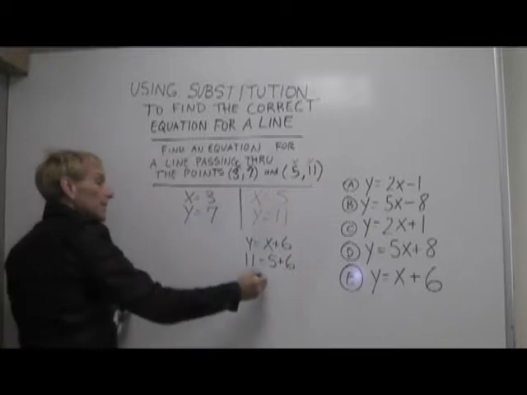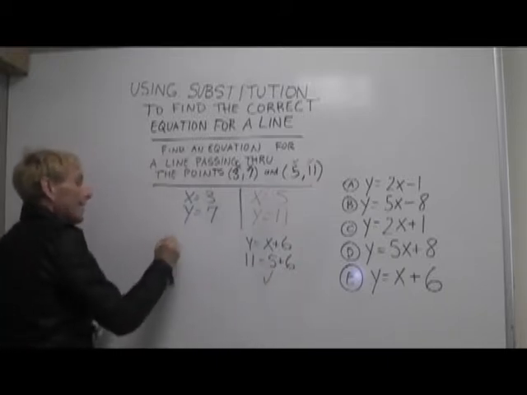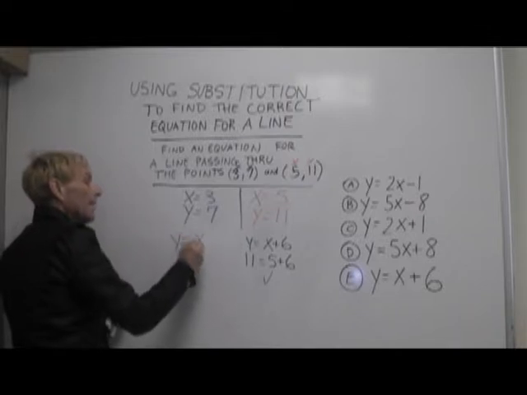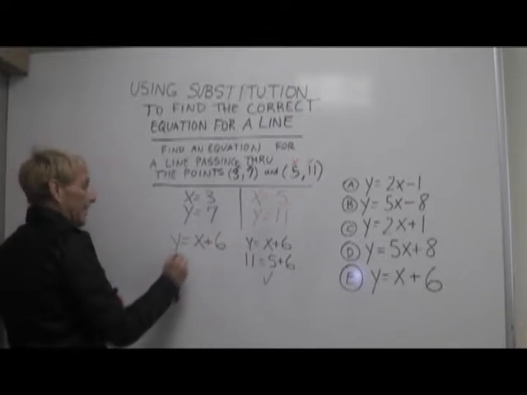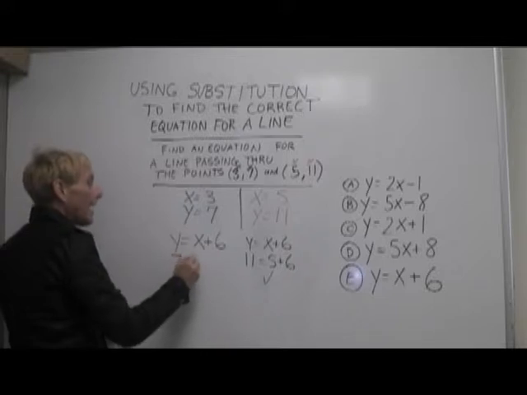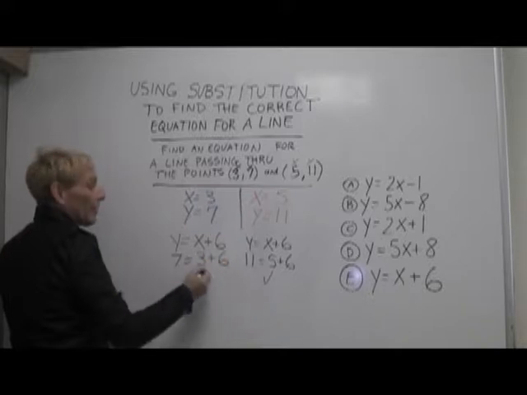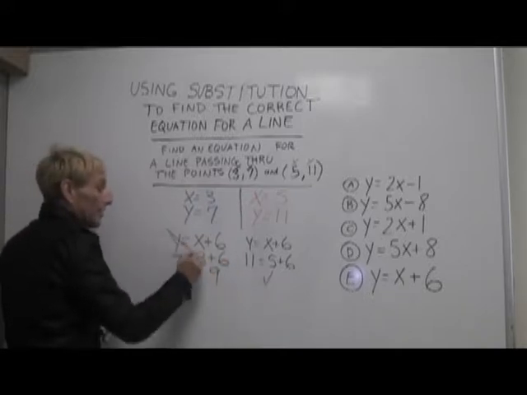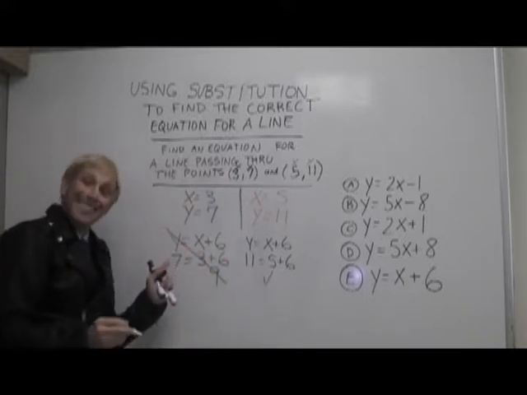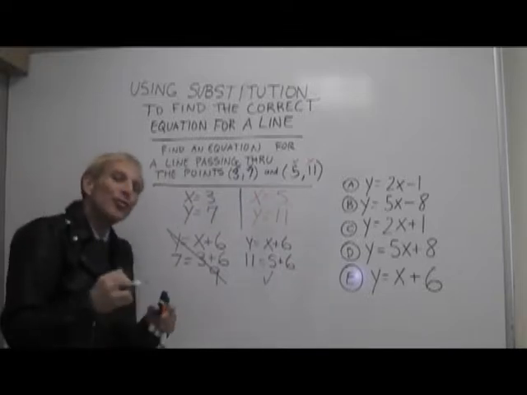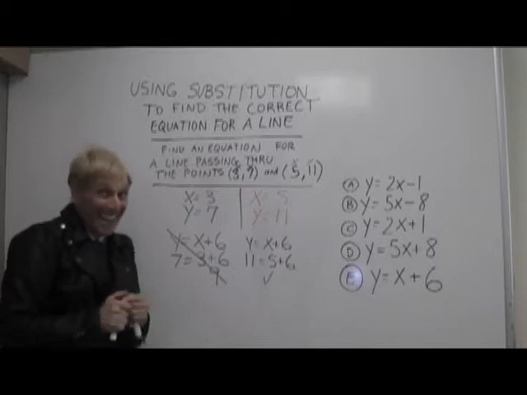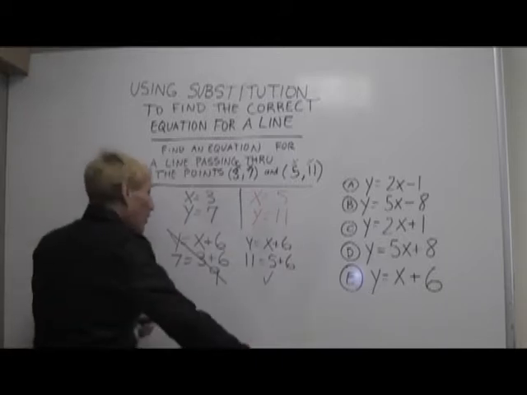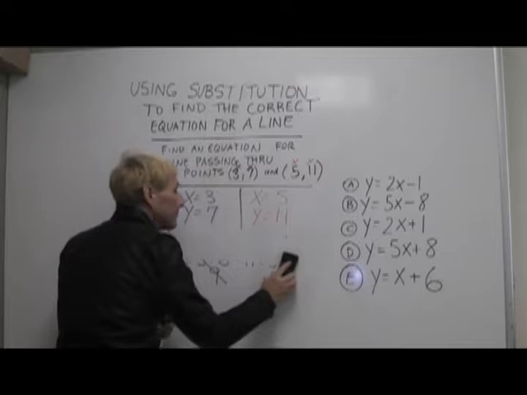If I try that same one here, y equals x plus 6, you will see that 7 does not equal 3 plus 6. 3 plus 6 is 9. So it didn't work out for this equation. It needs to work for both points. It only worked for one set of numbers. So I will try again.